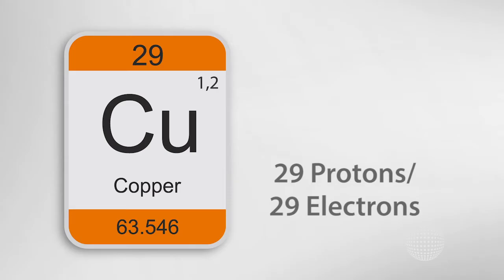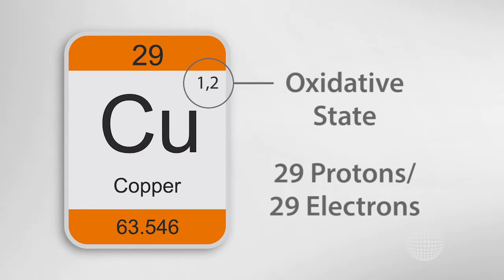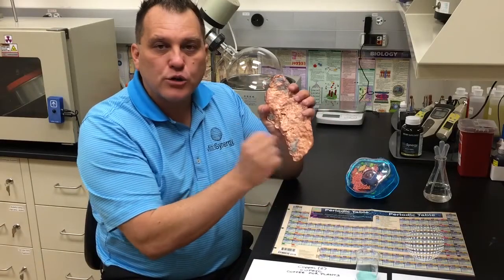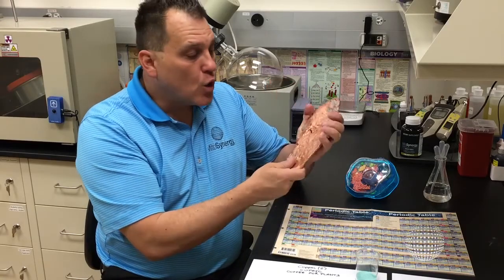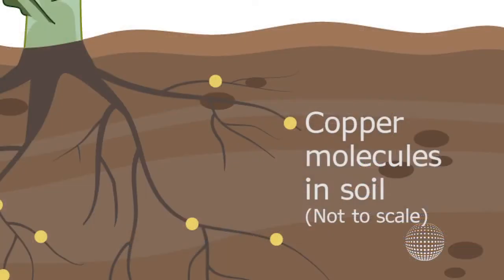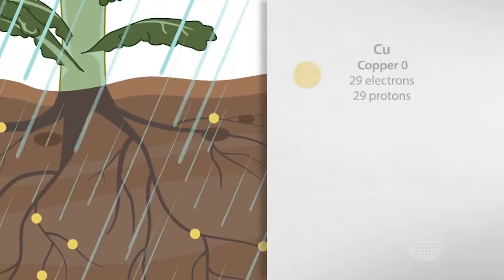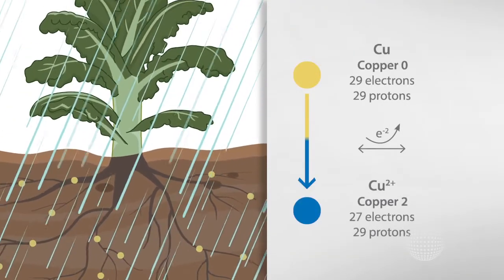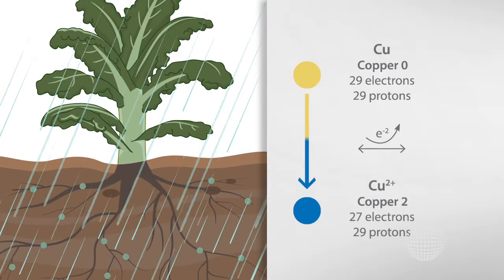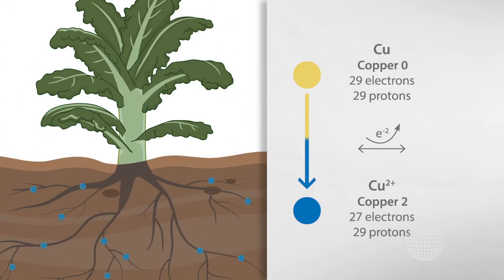Now copper is the only mineral that comes in a 2-1 oxidative state. And that means that it can lose 2 electrons or it can lose 1 electron. So when copper gets rained on in Mother Nature, and nature takes its course, it turns blue and becomes plant copper. And what actually happens is it loses 2 electrons. So that means for every 29 protons, there's 27 electrons. And that copper becomes something called copper 2, or cupric, or as I like to say, plant copper.